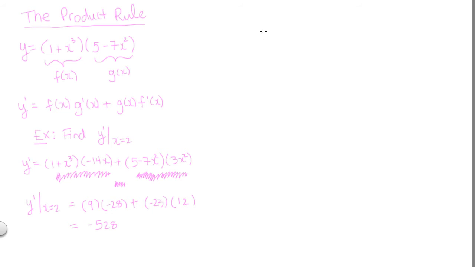Now, one question that people often have about the product rule comes up if we go back to our original function here. So let's take a look at y. And imagine what happens if we were just to expand this product out. If we started to FOIL this out, we get something like 5 minus 7x squared, and then plus another couple terms there. So imagine expanding it out.